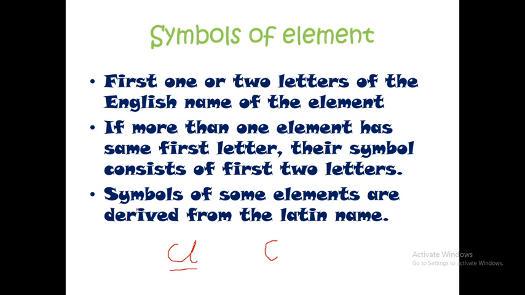Next is, symbols of an element are derived from the Latin name. So suppose the first letter and the second letter of more than two elements are the same. In that case, what do we have to do? We have to take their Latin name. There are certain elements whose Latin names are taken in order to represent their symbols.